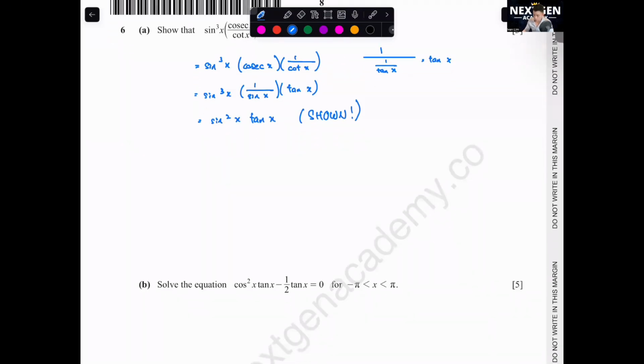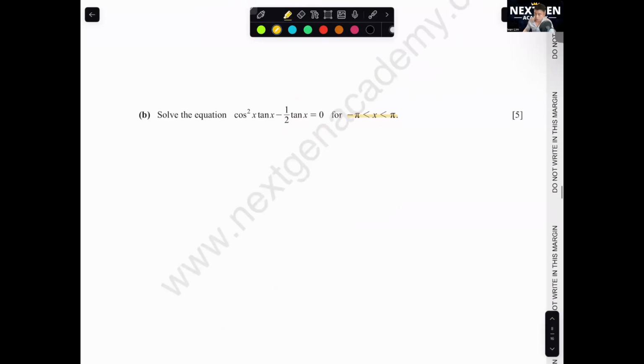Question B, solve the equation cos square x tangent x minus 1 over 2 tangent x equals 0 for negative pi to pi. Okay, negative pi to pi. All right. Normally, for trigo type of question, when we want to solve trigo, we normally need to simplify into one type of trigo. It means either sine, cos, or tangent, right? But there are cases like this, you cannot simplify to one trigo. You see, if I try to do this to sine over cos, cannot.